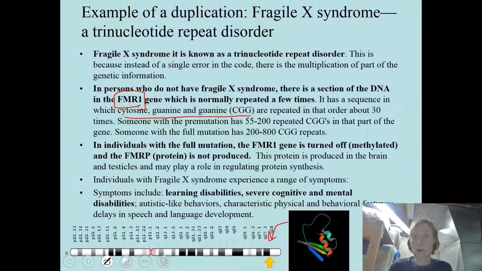The gene doesn't work. It gets turned off, and then the protein isn't made, and this leads to a variety of symptoms, problems in the brain cells. That leads to learning disabilities, cognitive and mental disabilities, autistic-like behaviors, and a variety of other things. So this duplication, in a single gene, is what leads to some of the symptoms.